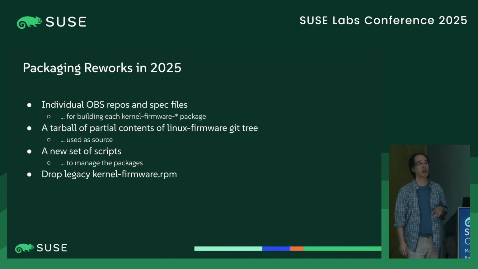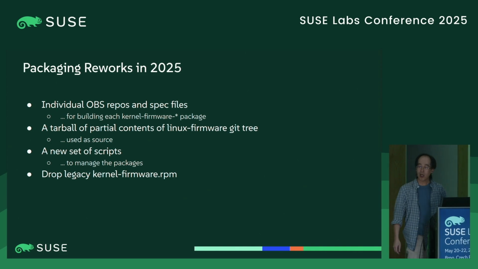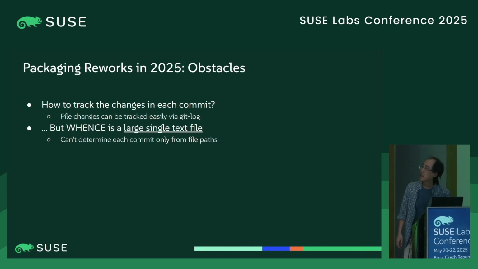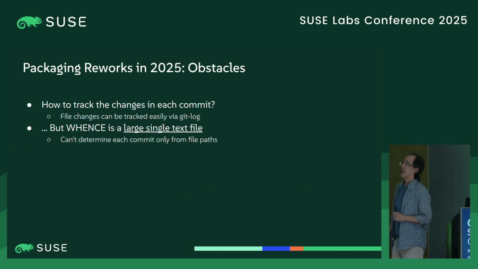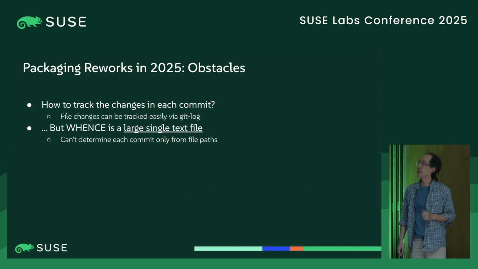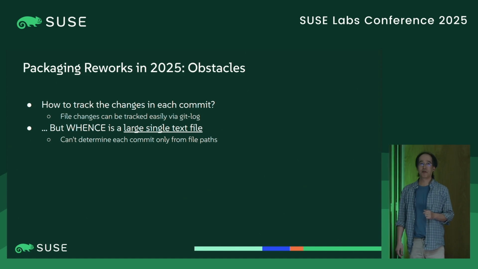And that was requested because factory or SLFO didn't want to have two OBS repositories building the same name packages. So anyway, that's the thing. And the problem of this rework was how to track each commit of the Linux firmware Git tree.